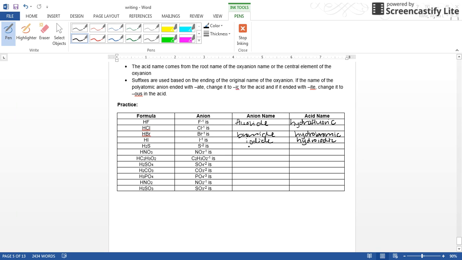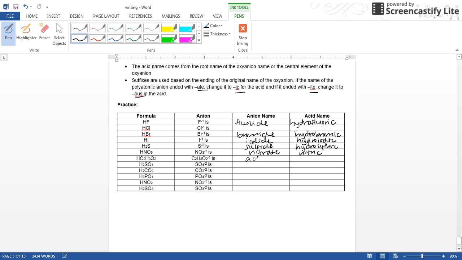H2S, the root there with the anion is S-2, which is called sulfide. So this is hydrosulfuric acid. All right, NO3-1, these now have oxygens in them. So this is called nitrate. Notice that if it ends in ate, we're going to change it to ic. If it ends in ite, we're going to change it to ous, okay? All right, so in order to name this one, this is just going to be nitric acid.